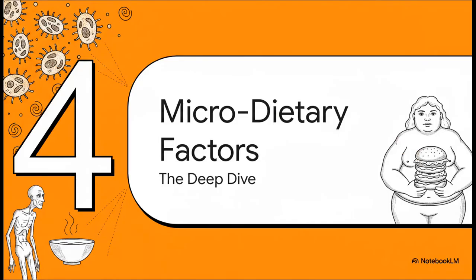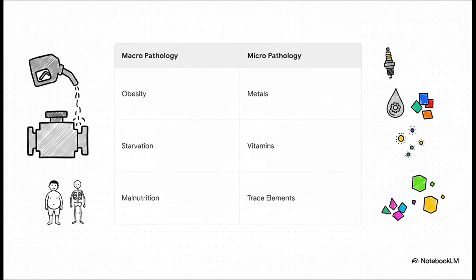All right, Section 4, Microdietary Factors in Cancer, the deep dive. As we shift from the macro to the micro, we can see exactly how the textbook organizes the pathology of our diet. On one side, we have the macro-level energy diseases we just discussed, but on the other, we have micronutrition pathology. This covers the microscopic elements our bodies require in incredibly tiny amounts.